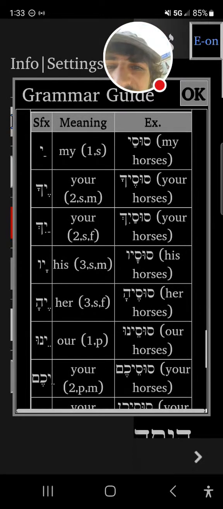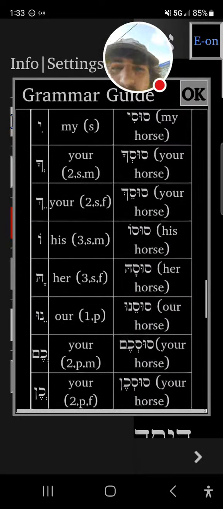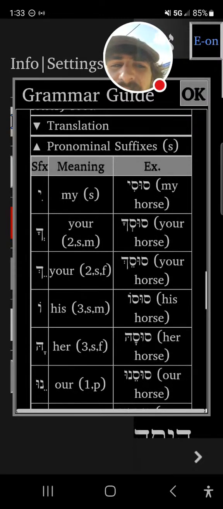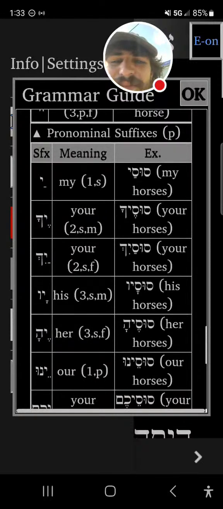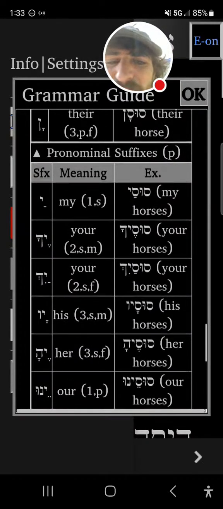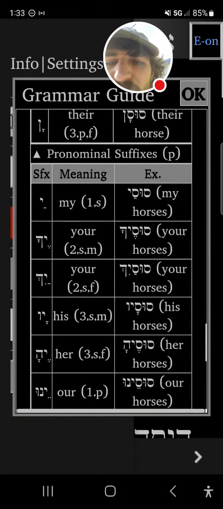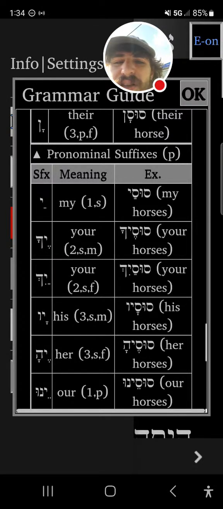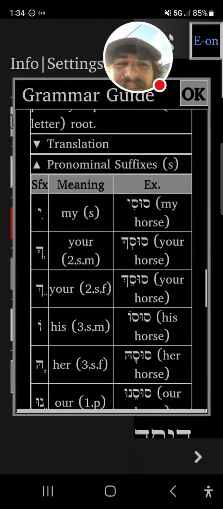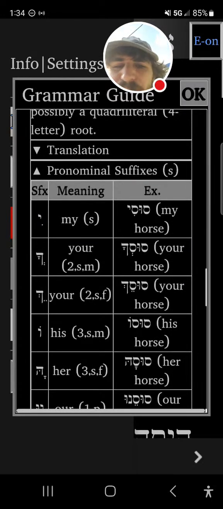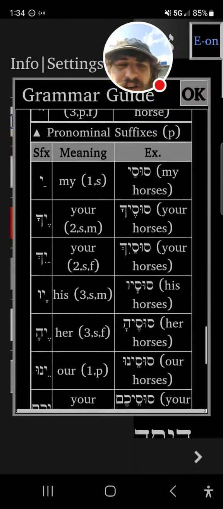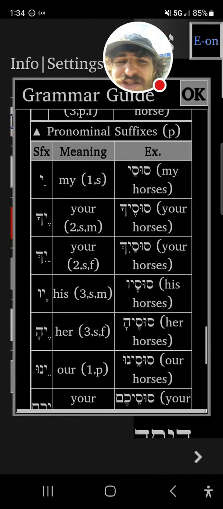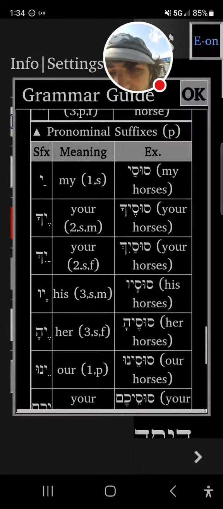So, susai. It's not susi. Before we had susi. The top one here is susi. It's my single horse. But what if I want to say my plural horses? So now it's susai. It's the same letter at the end, but the previous letter would have a different nekuda. Right before the yud on my horses would be a patach on the last letter, and then the yud. If I want to just say my single horse, then we would have a chirik on the previous letter, and then a yud. All right? Your horses, susecha. It's segol, and then a chaf.